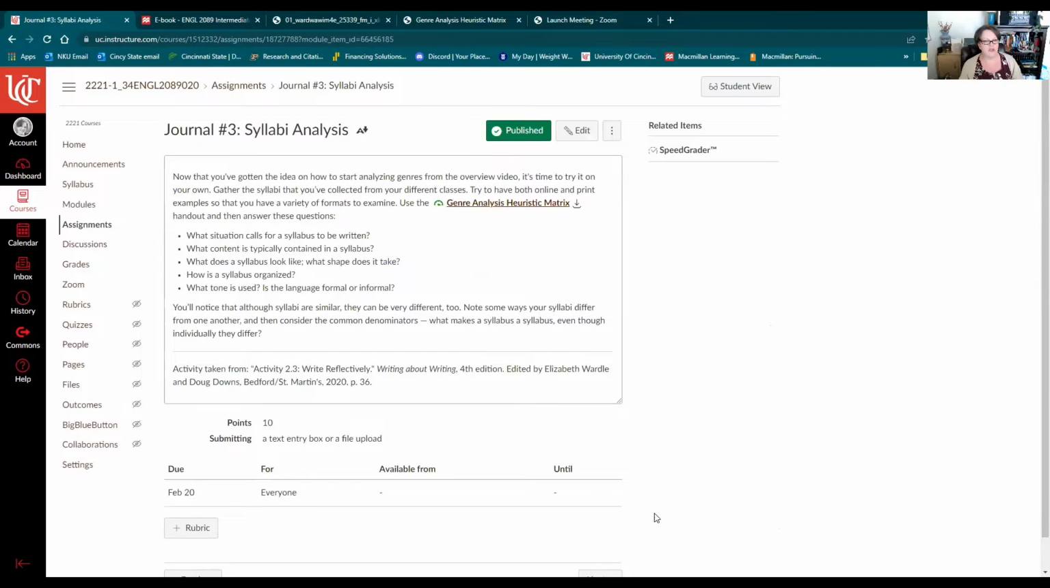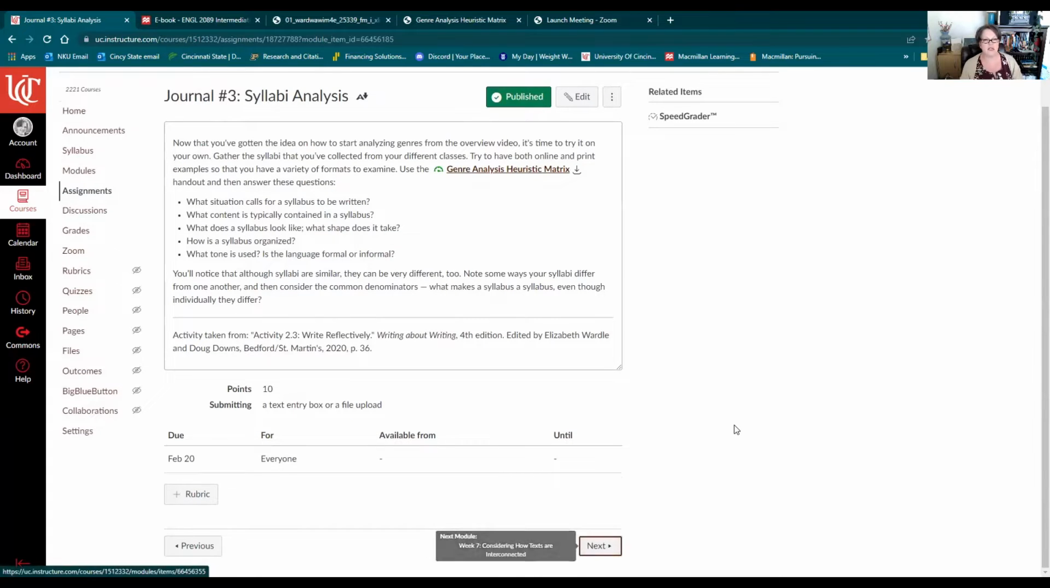Then we get to journal number 3, the syllabi analysis. So after we've done a little bit of genre analysis in my hopefully short lecture, you'll get an idea of how to start analyzing genres. So now I want you to analyze a few syllabi. So you read through this and answer some of the questions. You can use the heuristic as well. And that will be due on February 20th, and that's worth 10 points, but that's a journal assignment.